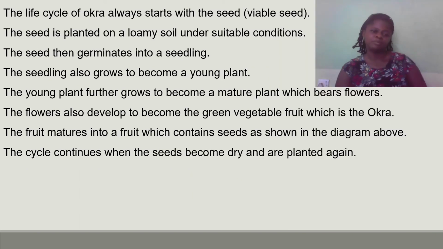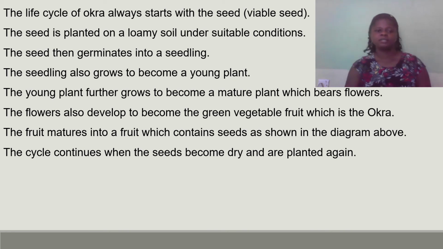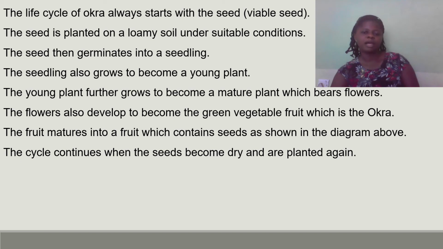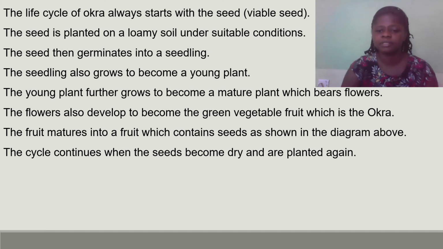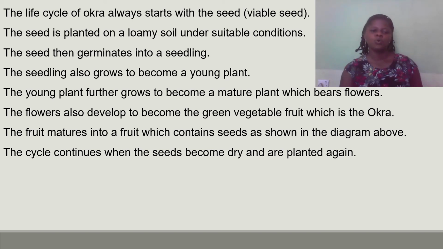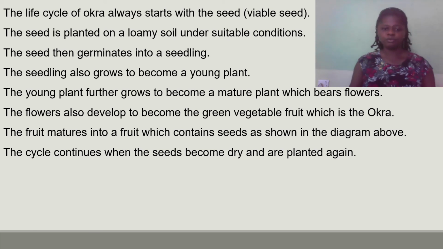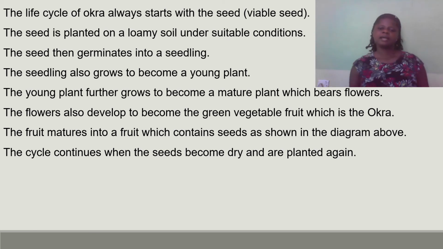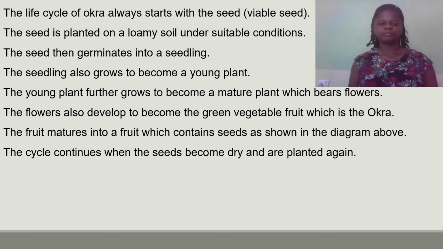As I was explaining, it starts from the seeds, gets to the germination point, gets to where it becomes a young plant, gets to when it starts to bear flowers, and then finally it will start to bear fruit, which is the okra. The fruit matures into a fruit which contains seeds, as shown in the diagram above. Then the cycle continues when the seeds become dry and are planted again.